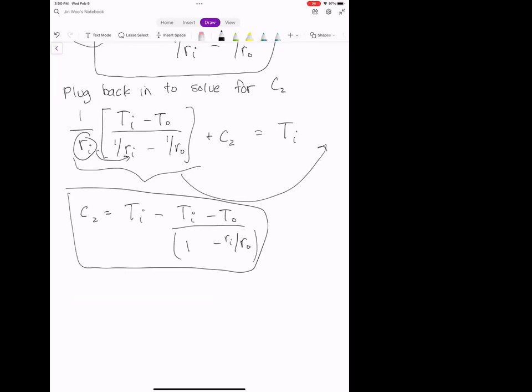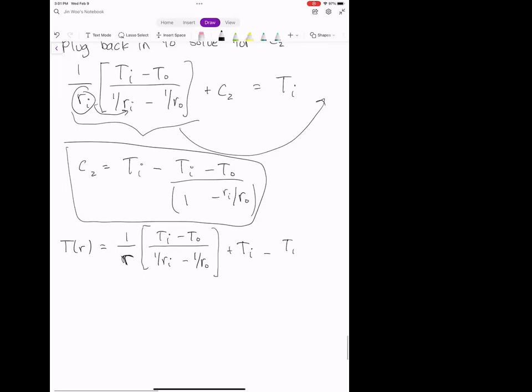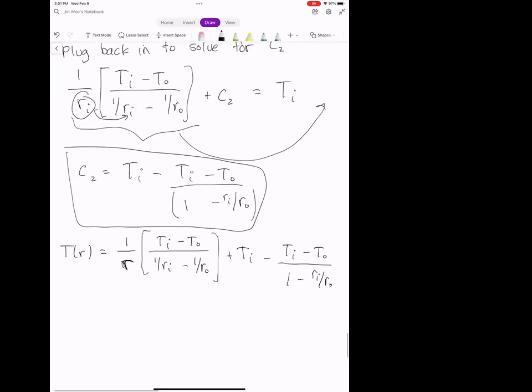Okay. So now that we have our expression for C2, we have C1. We can go ahead and plug it back in to get our full solution. Our full solution here is going to be 1 over R multiplied by C1, where C1 is (Ti minus To) divided by (1 over Ri minus 1 over Ro), plus Ti minus To all divided by 1 minus Ri divided by Ro. And this right here is our full solution, with all the C's plugged in.